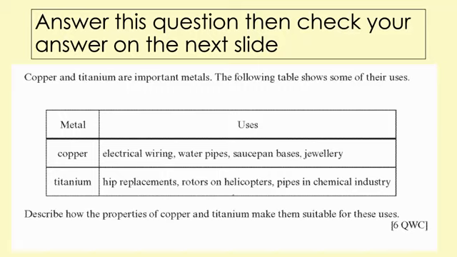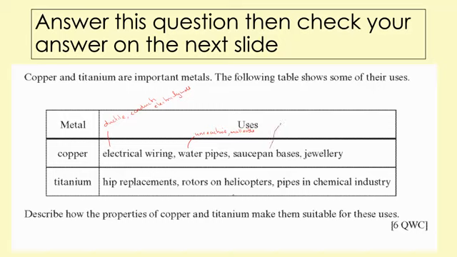Okay, so if we think about electrical wiring, it's in long thin wires, so we want it to be ductile, and we want it to conduct electricity well. If we've got water pipes, we want it to be unreactive because we don't want it to react with the water. And we also want it to be malleable because we need to bend it into shape.